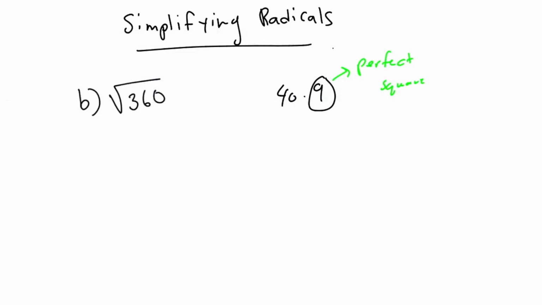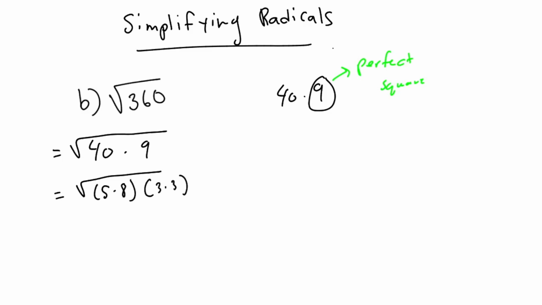Alright, so now let's look at a little bit more of a challenging question. We have square root of 360 and we have to simplify it. The first thing I notice is that square root of 360 can be written as square root of 40 multiplied by 9. So here we have a perfect square number and a regular number. Our next step would be to break this down. This can be written as 5 multiplied by 8, because 40 can be broken down to 5 times 8. And our 9 can be broken down to 3 times 3.